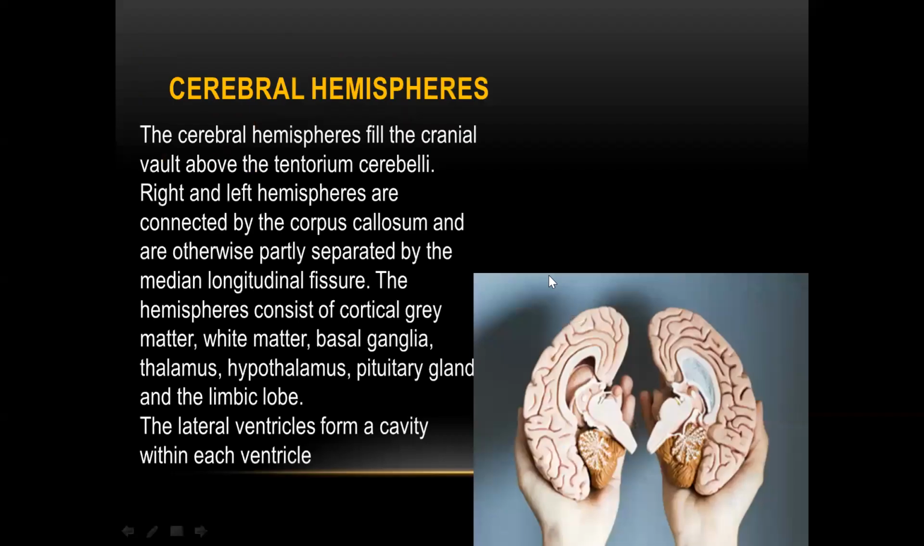Now we talk about the cerebral hemispheres. The cerebral hemispheres fill the cranial vault above the tentorium cerebelli. Right and left hemispheres are connected to each other by the corpus callosum, and otherwise partly separated. Above the corpus callosum, they are partly separated by the medial longitudinal fissure. The hemisphere consists of gray matter, which is the cortical gray matter, white matter, basal ganglia, thalamus, hypothalamus, pituitary gland, and limbic lobe, and also contains the lateral ventricles.